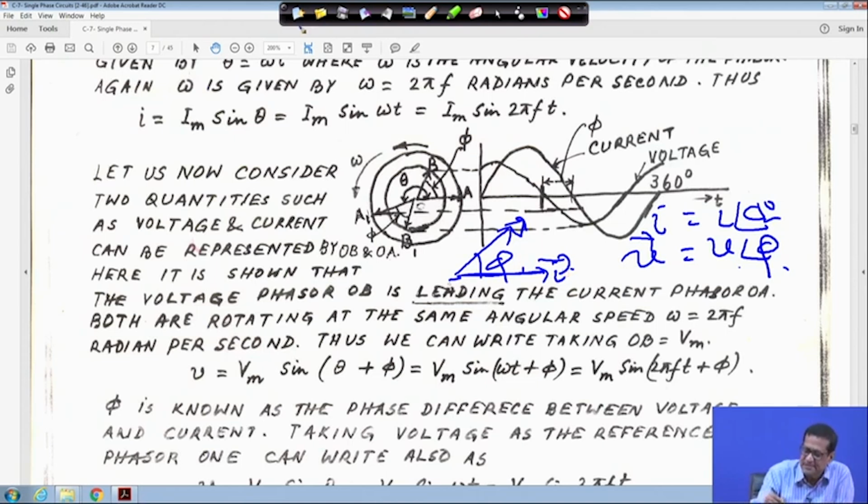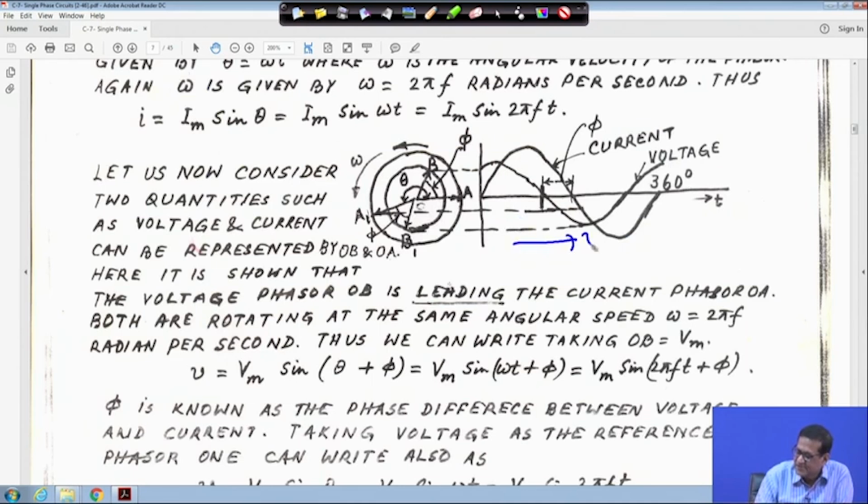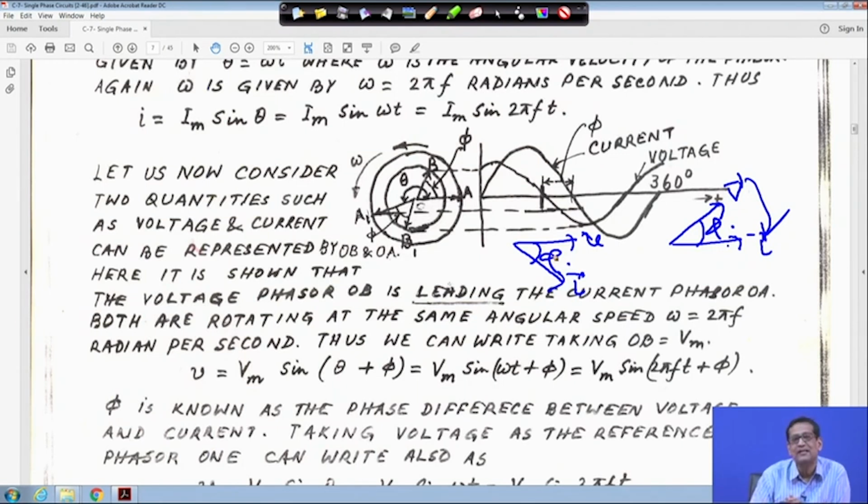Or, the other way, if you take V as a reference, this is my V and this is my I. In this case it is also phi. Same thing, when we make this my I and this my V, and this angle is phi, you just rotate this by angle phi. So V will come to this and I will move. Again I is lagging, here also I lags V by angle phi, or V leads I by phi. So this is the idea of leading and lagging.